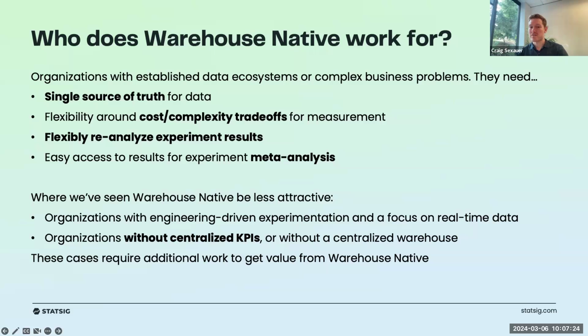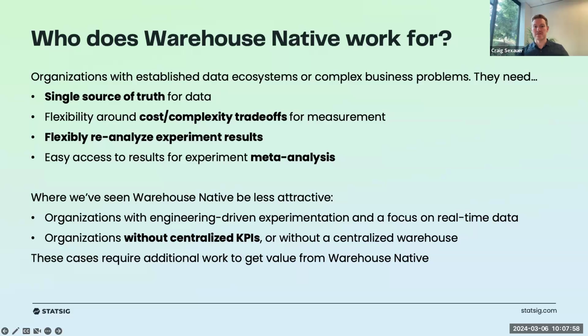Where we've seen warehouse native be a little less attractive is when folks are mostly using engineering to drive experimentation. This usually is because they have a focus on real-time data. When you're running at scaled experimentation, a really big concern is making sure to avoid regressions. That often requires really quick feedback loops from launching an experiment to seeing if it's doing badly or not. Usually this is just bugs, but it can also be that a feature is working way worse than you intended it to be. Being able to kill those quickly is really important at that scale.